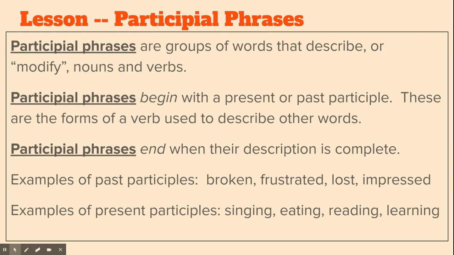Now let's take a look at participial phrases. Participial phrases are groups of words that describe or modify nouns and verbs. Participial phrases begin with a present or past participle. These are the forms of a verb used to describe other words. Participial phrases end when their description is complete.